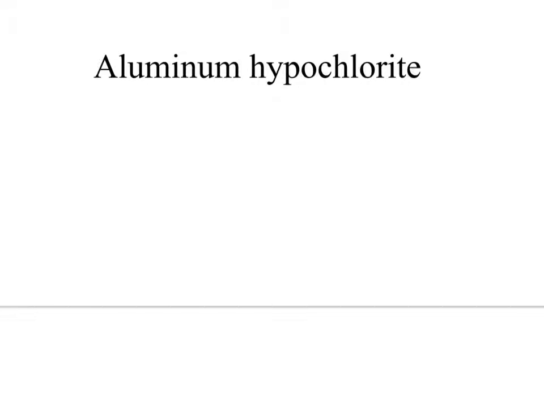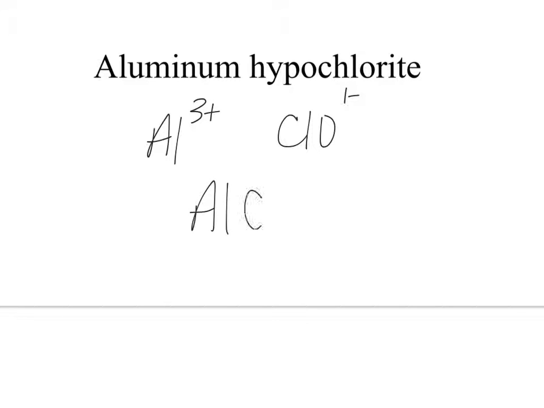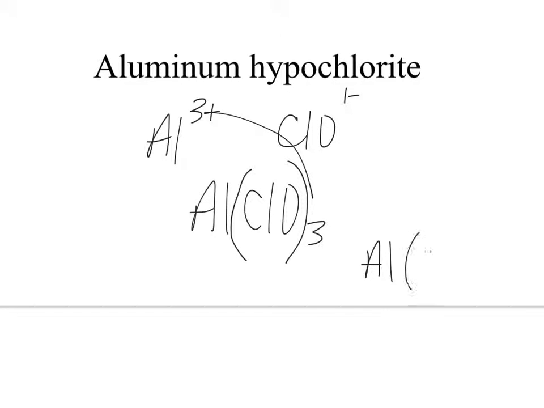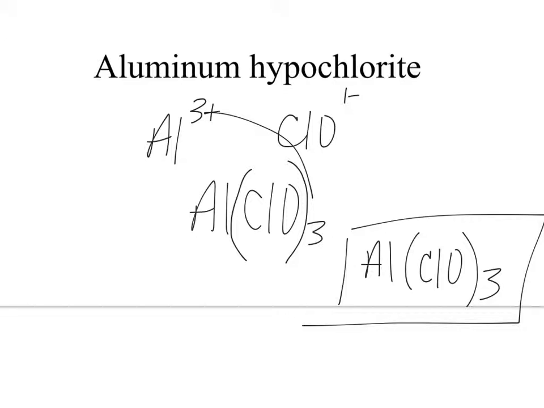Okay, for this one, aluminum hypochlorite. Aluminum is always 3 plus. Hypochlorite is ClO with a 1 minus. So when you write it, Al ClO, when this 3 comes down here, you can't just put the 3, because then it looks like chlorate. It's not chlorate, it's hypochlorite. So you must put it in parentheses. So it should be Al, parentheses, ClO, close parentheses, 3. That is aluminum hypochlorite.